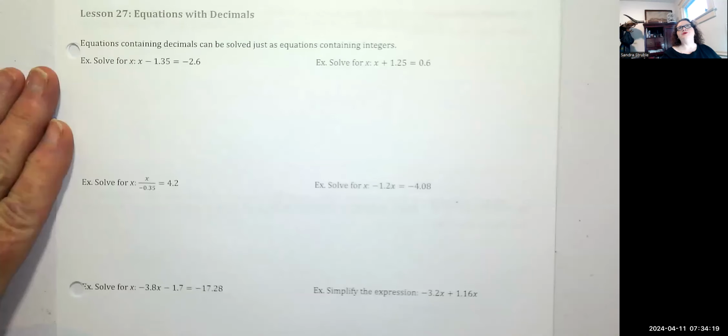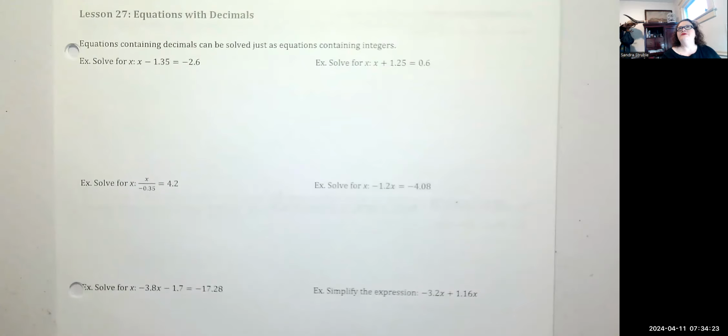Hey, y'all, let's cover lesson 27, equations with decimals. Equations containing decimals can be solved just as equations with integers. So we're going to treat it the same way. And being that we're going to be using a calculator, this should not be an issue, okay?